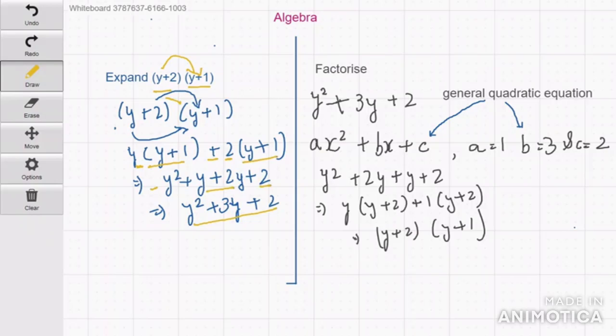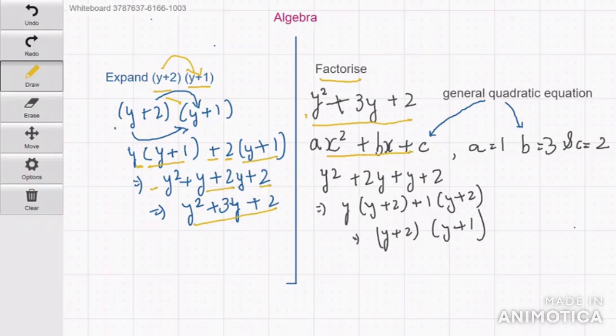Okay, so now we're going to look at the next topic, which is factorizing. So what is factorizing? Factorizing is actually the opposite of expanding, but in this case we try to find the common factors. So in this case our expression is y squared + 3y + 2. So how are we going to solve this? We need to compare this with the general quadratic expression, which is ax squared + bx + c, and we're going to look at the values of a, b and c.